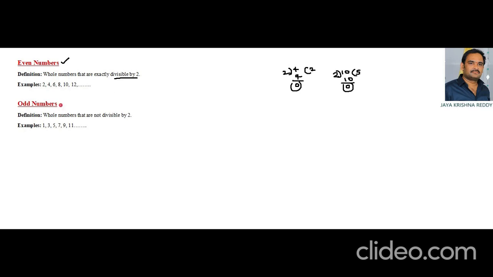Okay, and next, odd numbers. Odd numbers are the whole numbers that are not divisible by 2. The numbers which are divisible by 2 are called even numbers, and those not divisible by 2 are called odd numbers. Here the examples are 1, 3, 5, 7, 9, 11, 13 and so on. You can take any number from this. Suppose 5, if you divide it by 2, 2 twos are 4 and 1 is the remainder. 0 is not the remainder here. That means the number 5 is not divisible by 2.